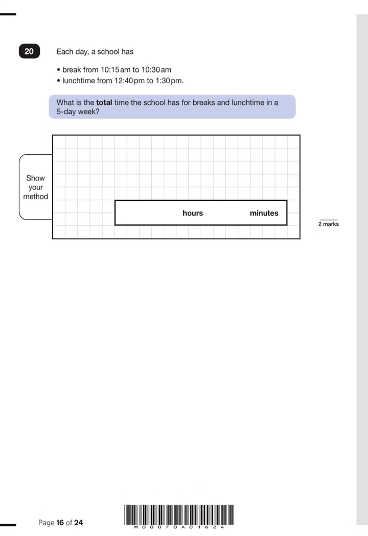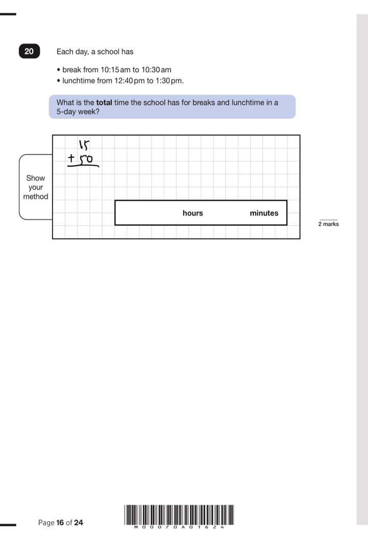Number 20. Each day a school has break from 10:15 a.m. to 10:30 a.m., lunchtime from 12:40 p.m. to 1:30 p.m. What is the total time the school has for breaks and lunchtime in a 5-day week? So the break from 10:15 to 10:30, that's 15 minutes. And lunchtime is not 1 hour, it's 10 minutes less than the hour, so that's 50 minutes.